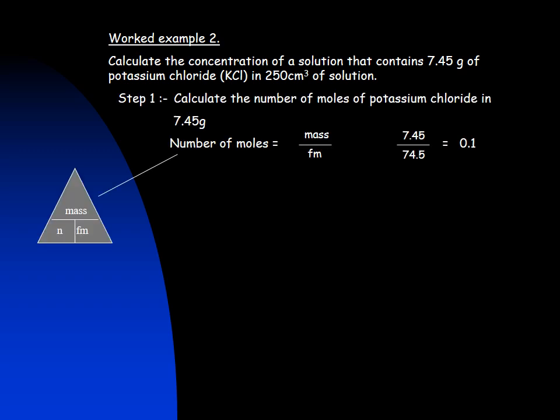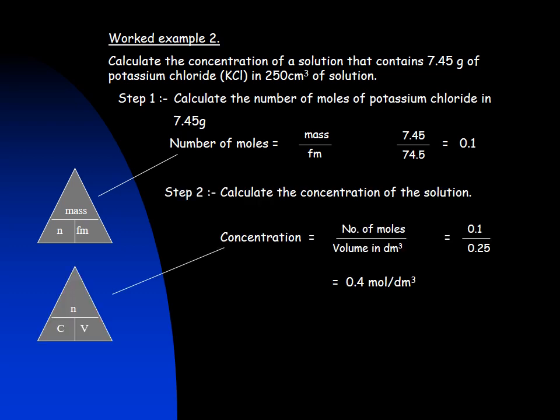Instead of starting with using our solutions equation, we actually start by using our mass equation. So we'll start by calculating the number of moles here, knowing that we've got 7.45 grams. So how many moles of potassium chloride are there in 7.45 grams? So again, you will look up your periodic table to find out your potassium and your chlorine, you add them up together and you know the formula mass of the potassium chloride, and then you will divide the mass by the formula mass to, in this case, get an answer of 0.1. So we have 0.1 mole.